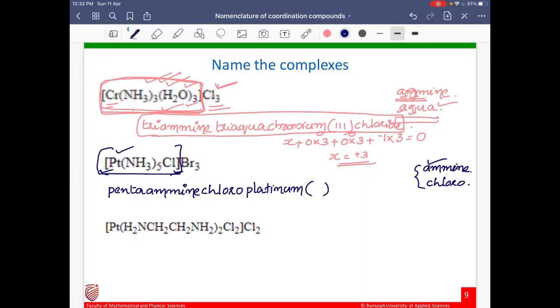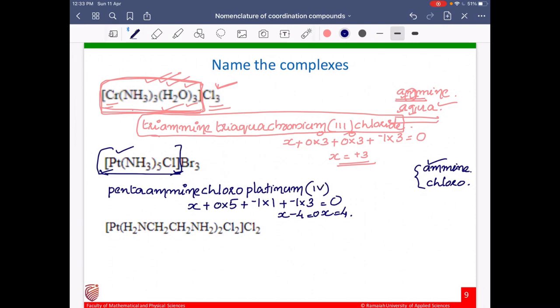How will we calculate the oxidation state of platinum? Platinum oxidation state I don't know, that is X. Plus ammonia doesn't have any charge. Total 5 ammonia is there. Plus chlorine is having a charge of -1. 1 chlorine is present. Plus Br3. So total -1 into 3. So total it should be 0. So if I calculate, I will get X minus 4 equal to 0. So X equal to 4. So the oxidation state of X, that is platinum, should be 4.